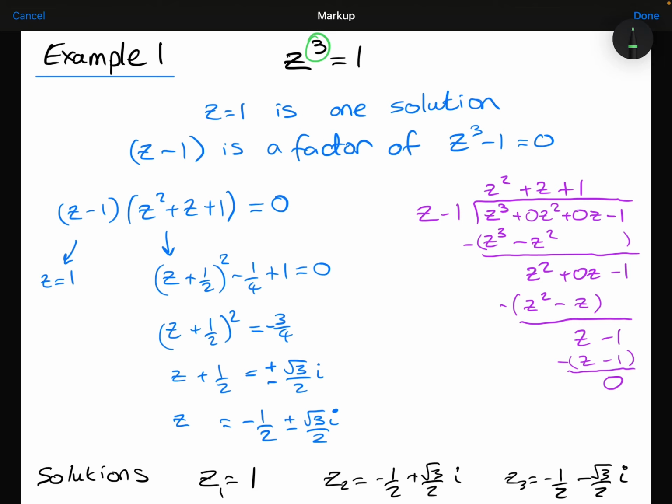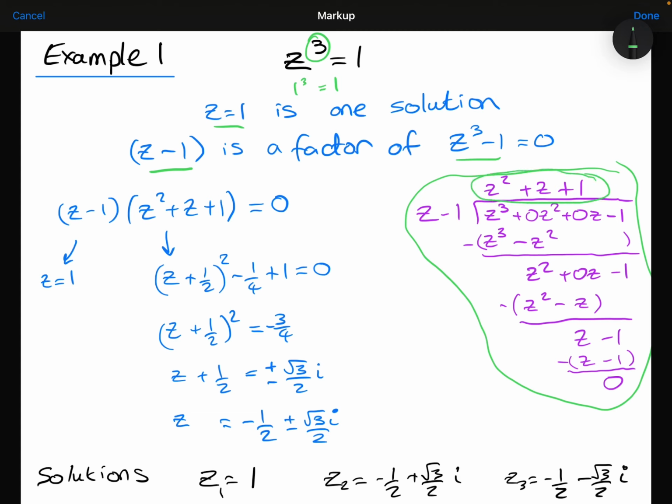And I know one solution, obviously. I know 1 cubed equals 1. So I know 1 is one solution to that equation. Which tells me that z minus 1 has to be a factor of z cubed minus 1 equals 0. So I've just done some algebraic division over here to work out what the quadratic factor that goes along with that is.